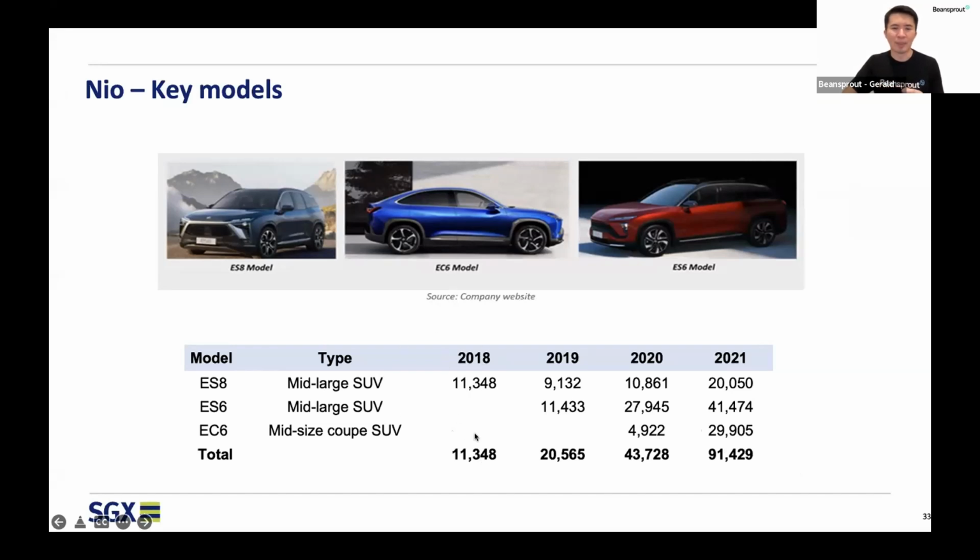Probably very few companies can see this kind of numbers, where in 2018, it was about 11,000 vehicles being delivered. By 2019, doubled to 20K, 2020 doubled again to 44,000, and in 2021, doubled to 90,000. So I think because of this very strong growth in electric vehicle sales, that is why when we look at the valuation later, some investors are willing to peg it to a price to sales multiple.